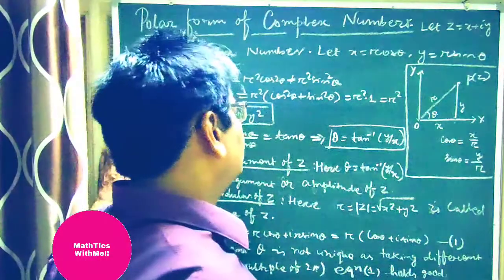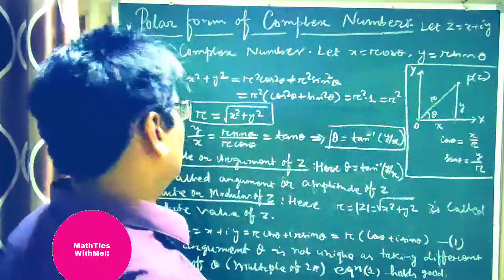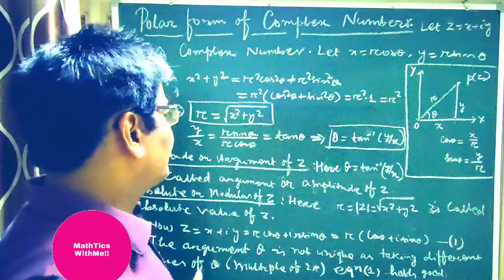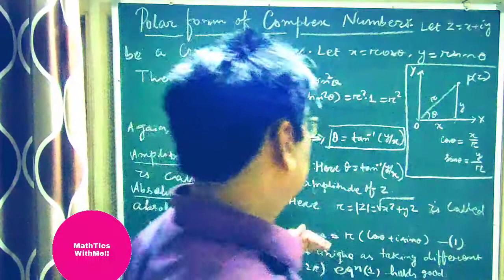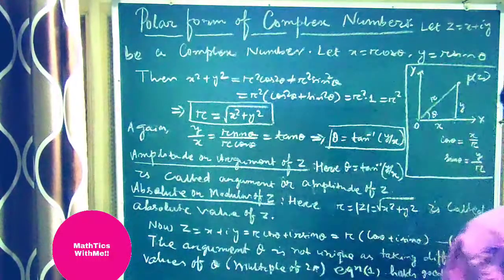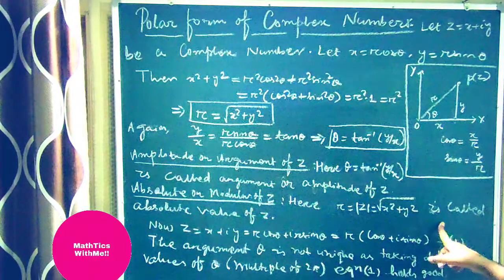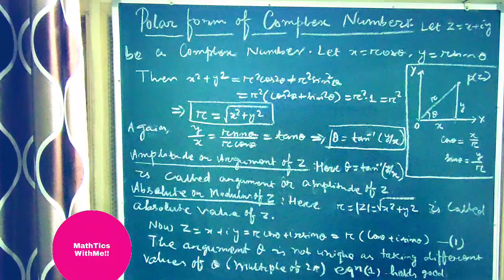Now amplitude or argument of a complex number. So theta is equal to tan inverse y by x, that is called the argument or amplitude of the complex number z. Absolute value or modulus of z. So here r is equal to square root of x square plus y square. We will take always positive because it is a distance. So it is called the absolute value of z.